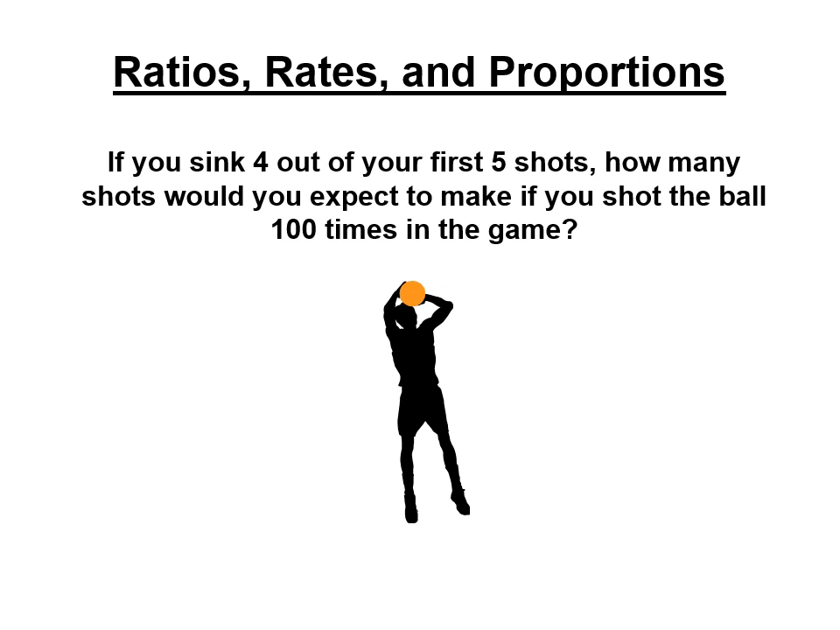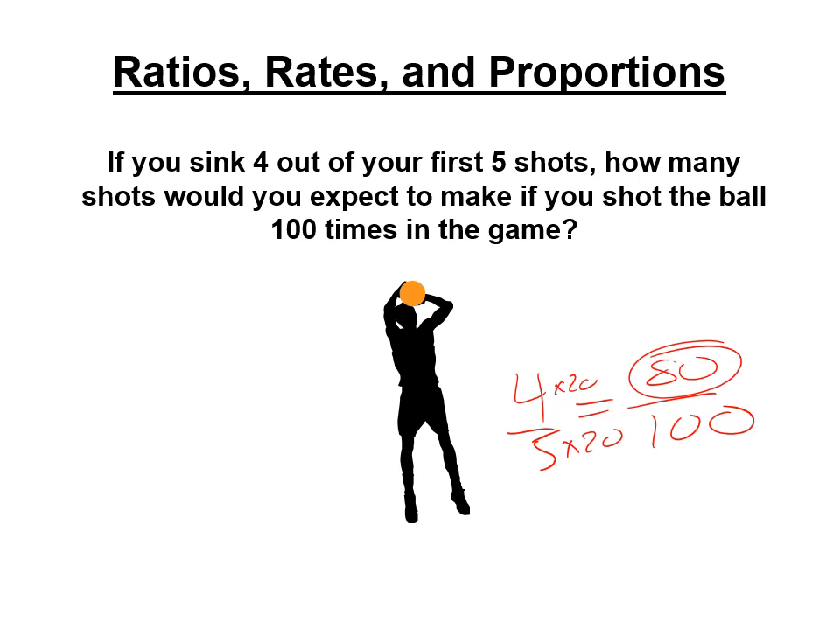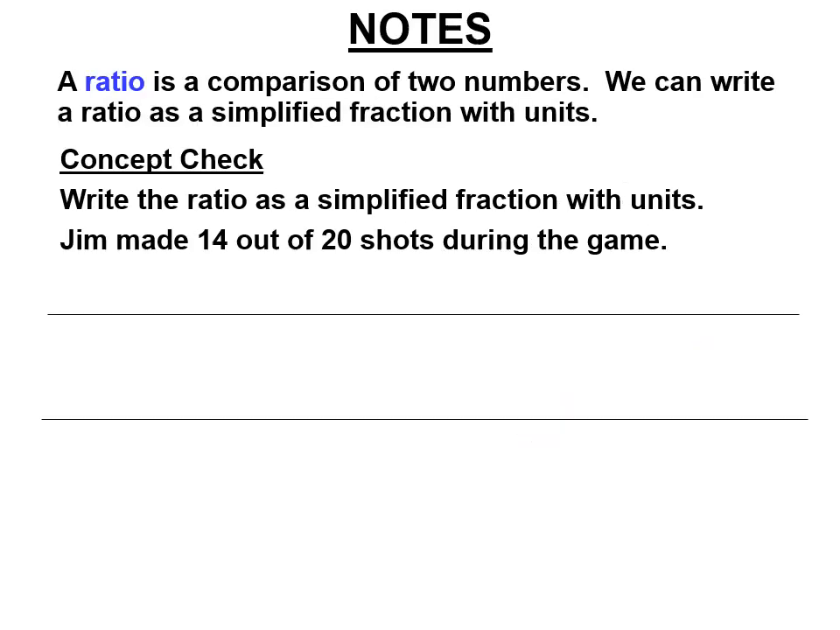All right, so if you sink 4 out of 5 shots, 4 out of every 5 shots you take, how many would you expect to make out of 100? Hopefully you would expect to make 80. So ratio, the big difference today is that we're going to use words, not just numbers. The answers have words in them.